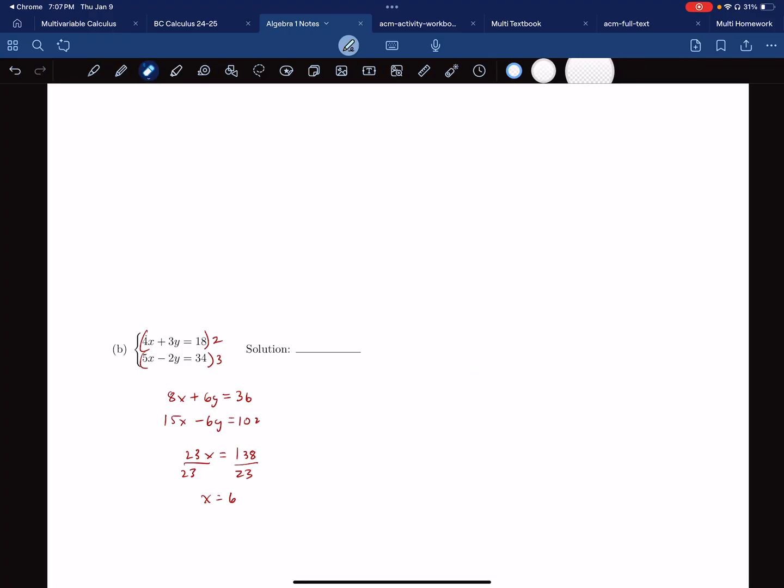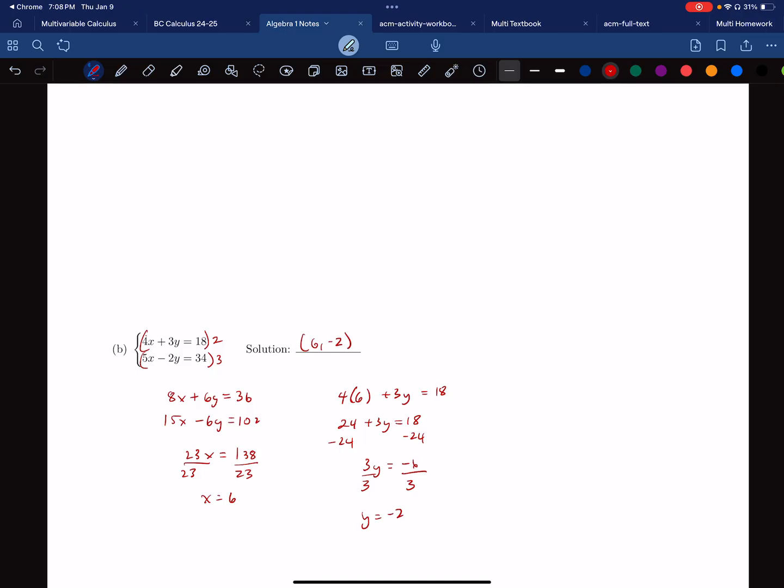Nice. So then I go plug that in. 4 times 6 plus 3y equals 18. So that's 24 plus 3y is equal to 18, minus 24 minus 24. 3y is equal to negative 6. And y is negative 2. So 6 comma negative 2 is my solution.